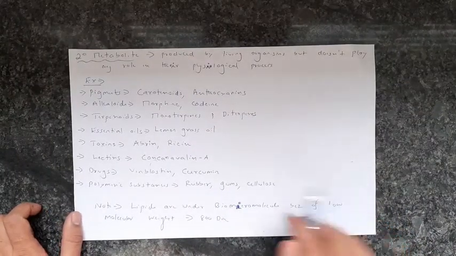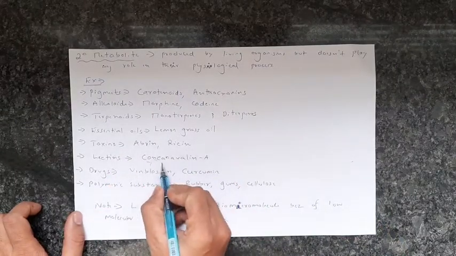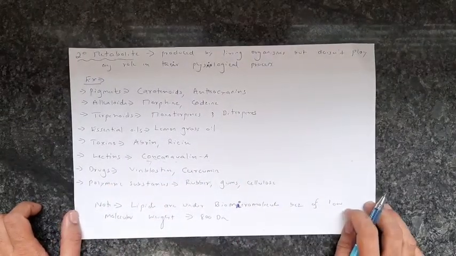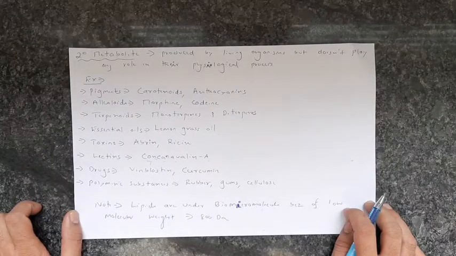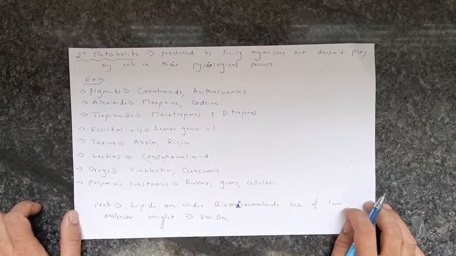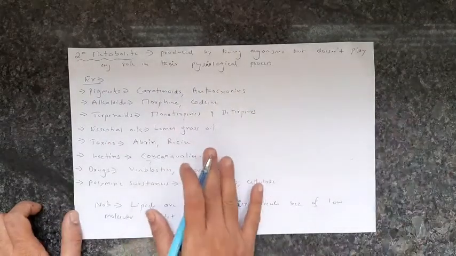Concanavalin A. Okay, so this one is important. I saw this somewhere else in the competitive examination. Drugs: vinblastine and curcumin. Okay, polymeric substances: rubber, gums and cellulose. Okay, so this is actually an important thing.